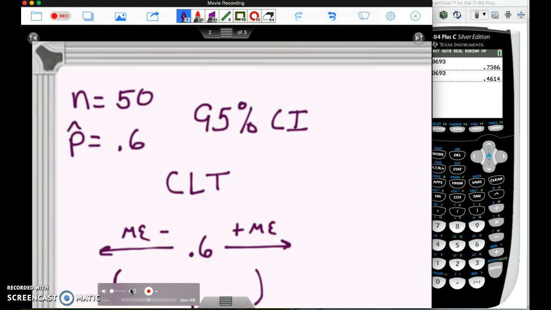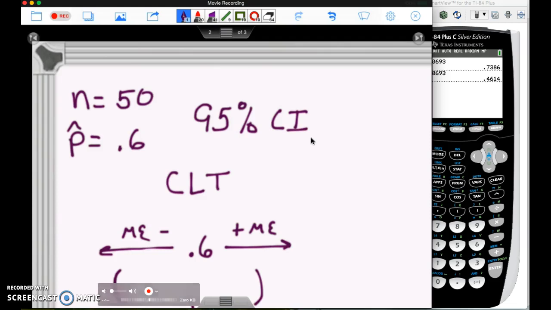Let's suppose we took a random sample of 50 high school students and asked them what their favorite subject is. And suppose 60% came back and said, so p hat, 60% came back and said that they prefer math as their favorite subject. We're going to go ahead and make a 95% confidence interval.